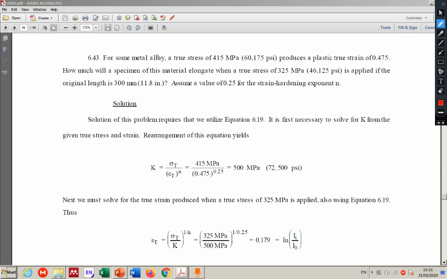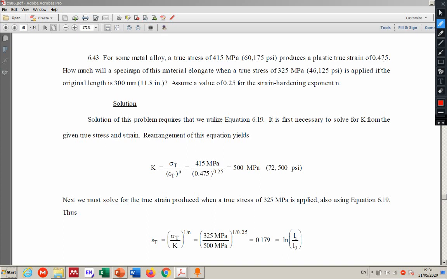For some metal alloy, a true stress of 415 megapascal produces a plastic true strain of 0.475. Since it's talking about true stress and true strain, we know that we are in the plastic zone. If it just says stress, for example a stress of 415 megapascal produces a strain of 0.475, you have to know whether it's in the elastic zone or plastic zone. But since it said true here, we know it's the plastic zone. This is a given case.